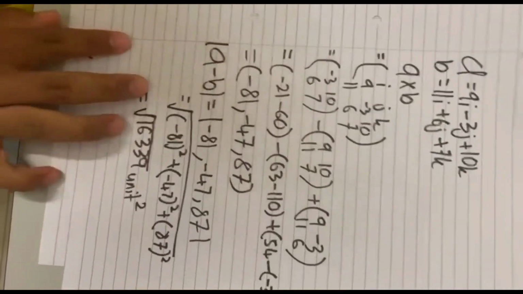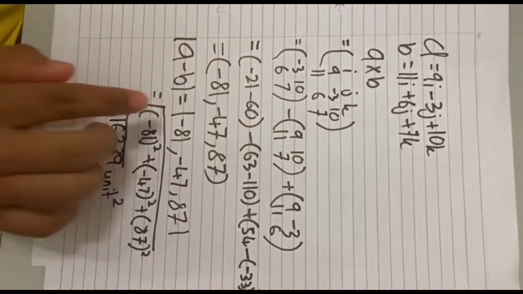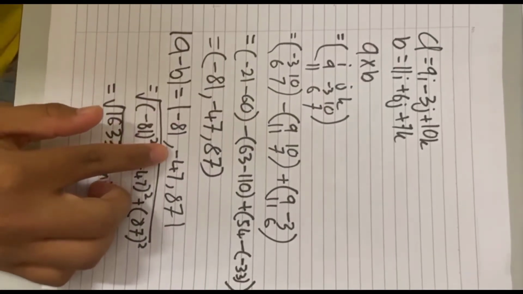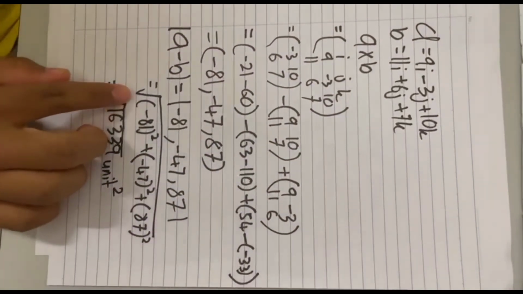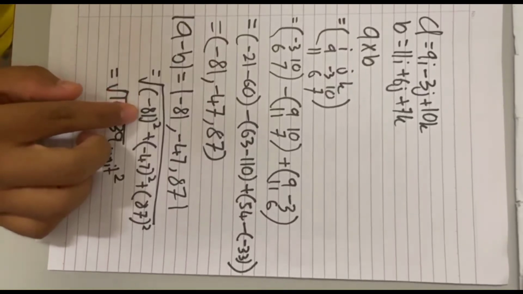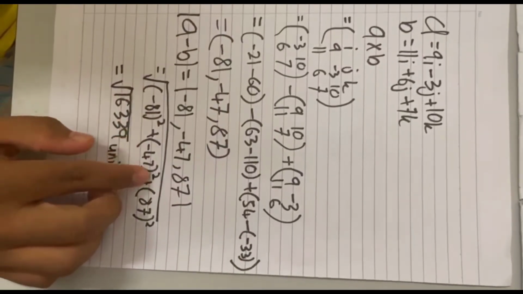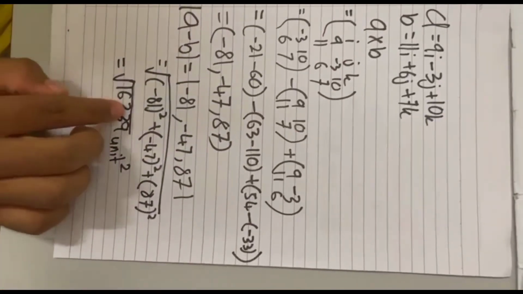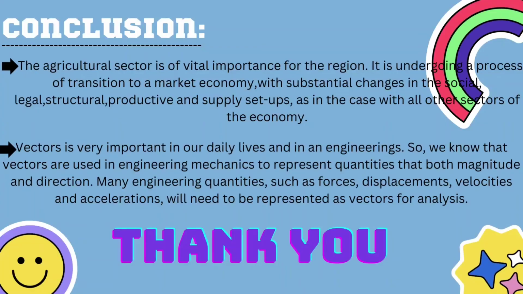And then for the final step, we use the modulus of A cross B, equal to the modulus of negative 81, negative 47, 187, equal to the square root of negative 81 squared plus negative 47 squared plus 187 squared, and the final answer is the square root of 16339 unit square.